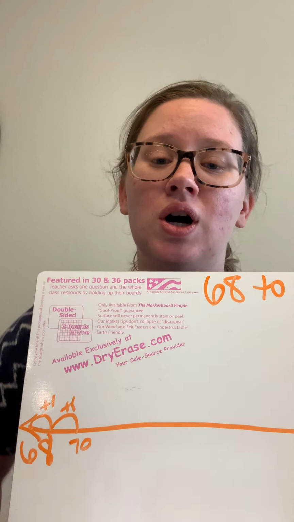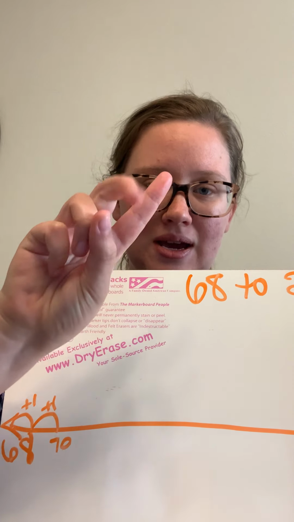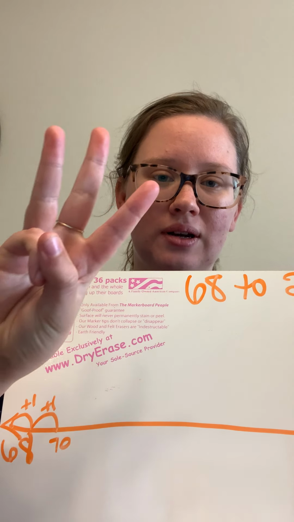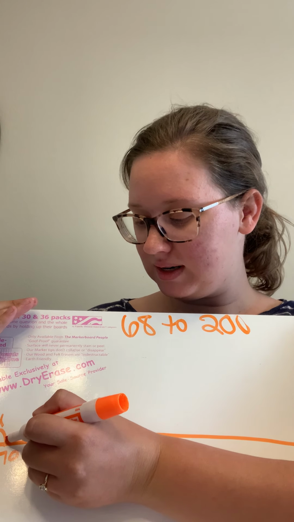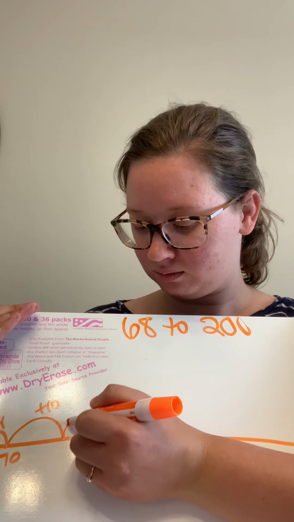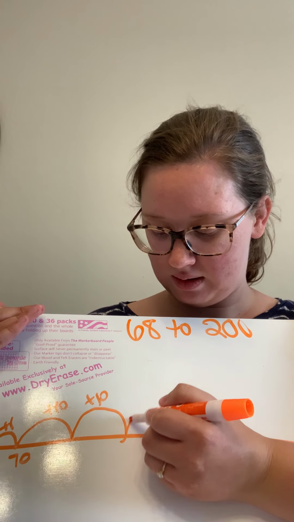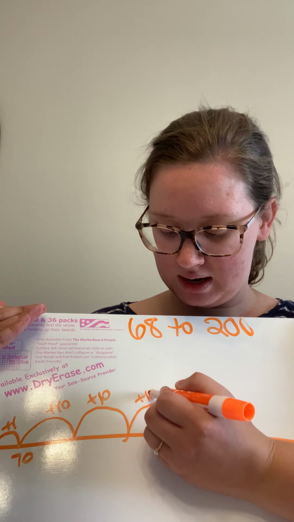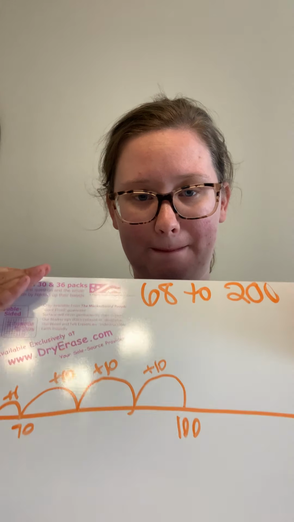Now I want to get from 70 to 100. How many tens do I need to count on to get to 100? 70, 80, 90, 100. So I'm going to count on 3 tens. Plus 10 is going to get me to 80. Plus 10 is going to get me to 90. And plus 10 is going to get me to 100.